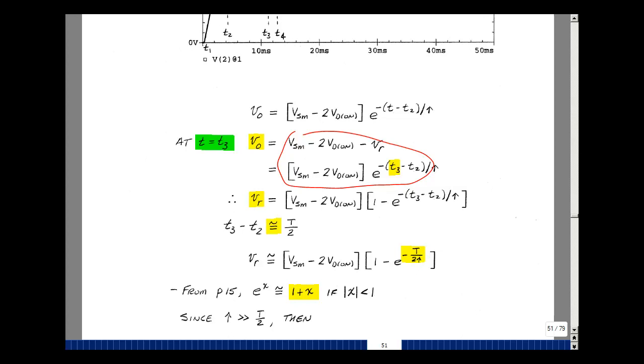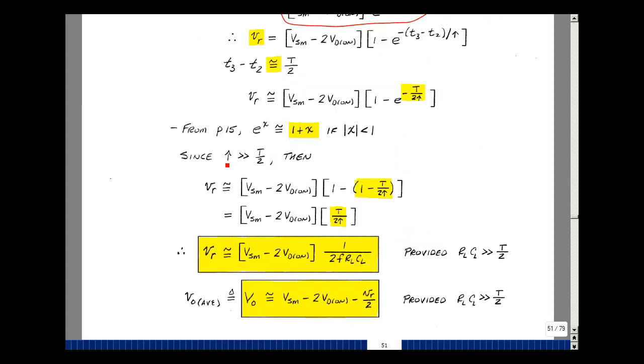We had an approximation back earlier in the chapter, on page 15. e to the x is approximately 1 plus x if the magnitude of x is less than 1. You can represent this term right here as 1 plus x, but x is equal to minus T over 2 tau. The two 1's cancel, and I just get T over 2 tau. The ripple voltage is approximately equal to the peak of V sub S maximum minus 2 diode drops divided by 2 tau, which is 2 times R sub L C sub L, and the period is 1 over the frequency. I have a formula for the ripple in terms of the capacitive load, the resistive load, and the frequency. This is true provided that my time constant is much, much greater than half the period.